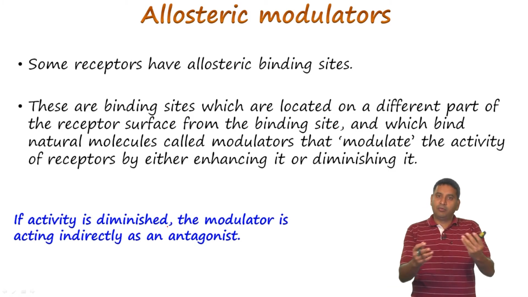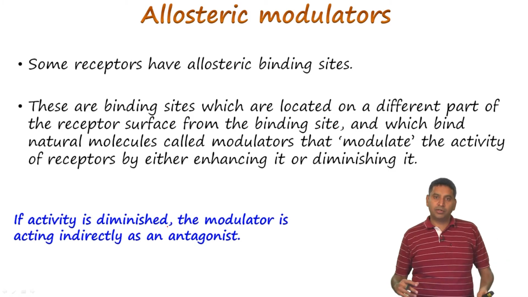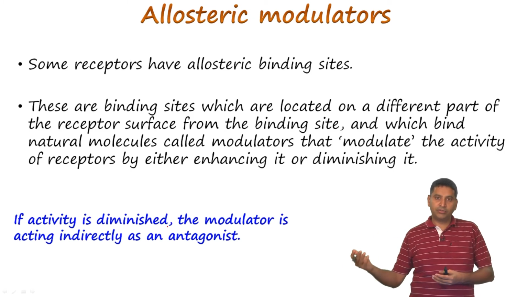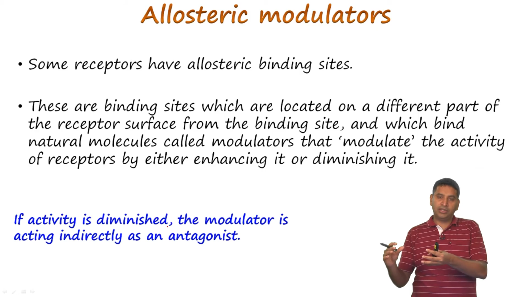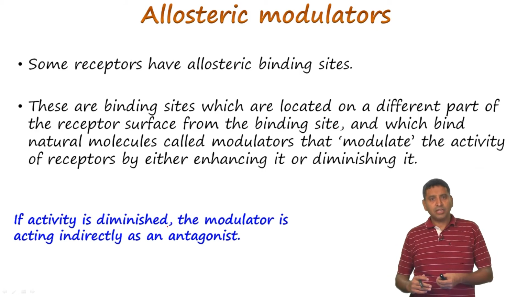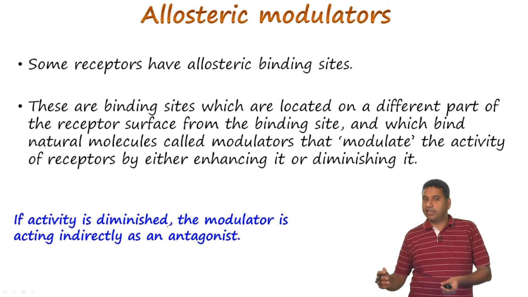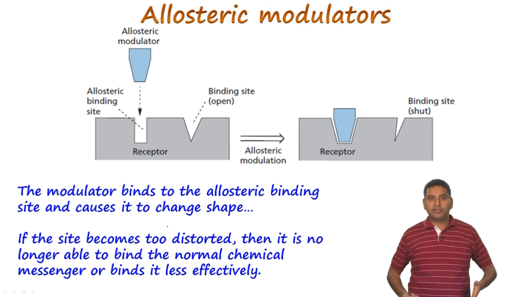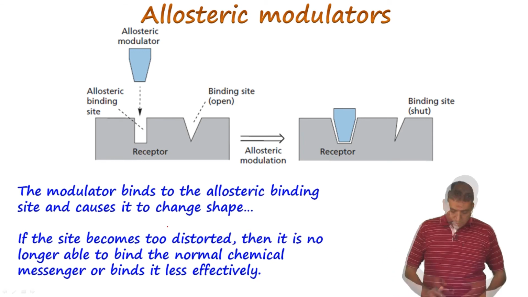So, again one can draw a parallel to what we have learnt in enzyme catalysis, in that we also have allosteric binding sites which can help regulate the activity of an enzyme. Now, if the activity of the receptor is diminished, then the modulator is indirectly acting as an antagonist. So, in order to understand this concept better, let us look at a cartoon.